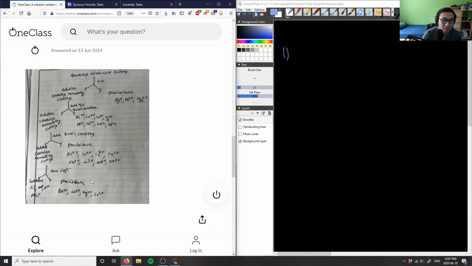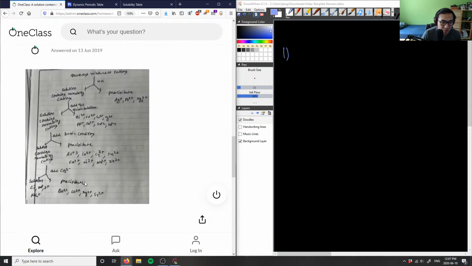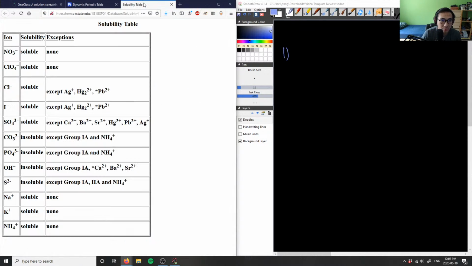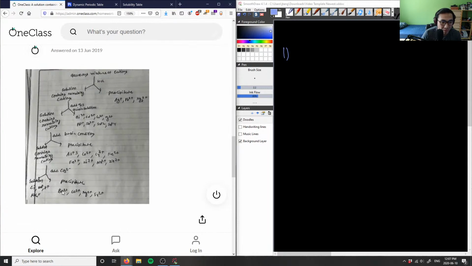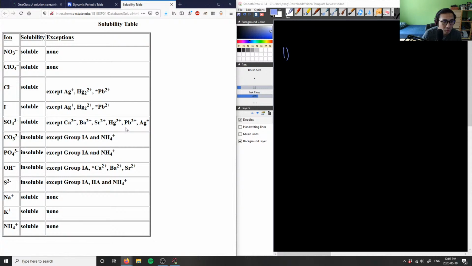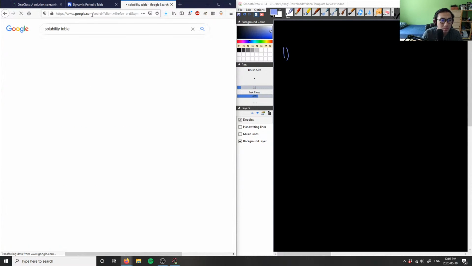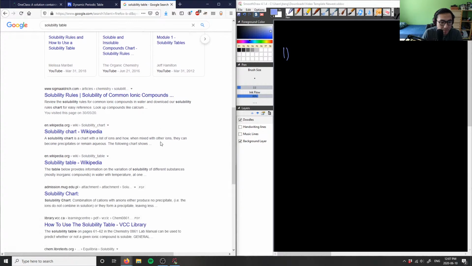And then finally, if we're adding sodium carbonate into our solution, we can see in our solubility table that carbonate would be insoluble except for group 1 and NH4. So group 1 would be barium. Barium is group 2 here. So this is insoluble except group, this should be group 2 here. So maybe let's look at another solubility table to confirm the solution here.